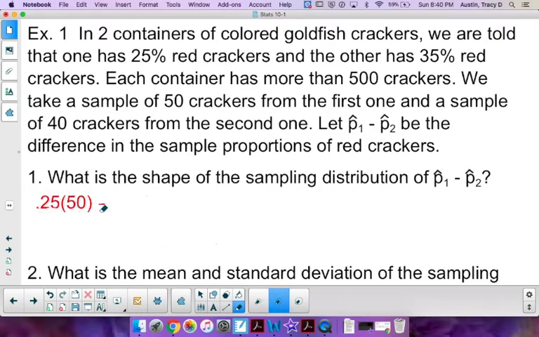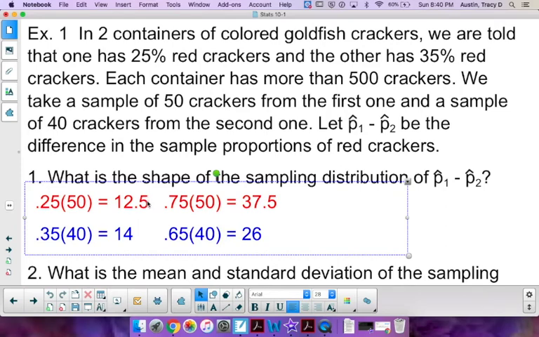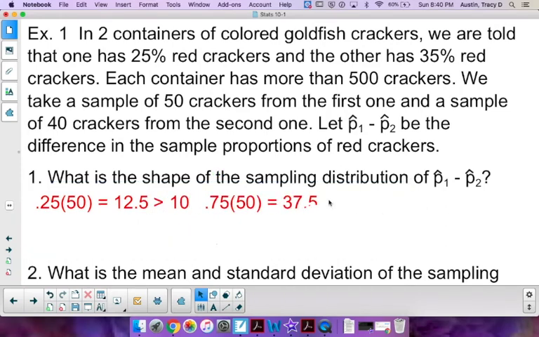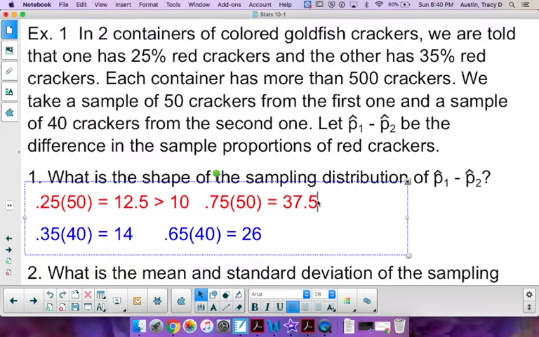All right, there's our first container, and that's 12.5, right? And that's bigger than 10. All right, so we're good. And 75% of 50 would be 37.5. Okay, and I did make a boo-boo. I did actually forget to show that that is greater than 10. Shame on me. And that the second one is also greater than 10.